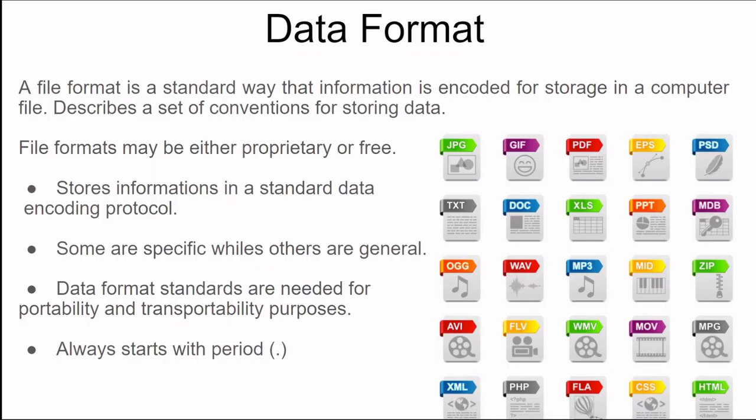So let's start with the definition of a file format. In computing, as I've already explained in my previous lectures, there is a lot of standardization because we need to ensure that resources can be moved from one place to another and maintain their integrity. So a file format is a standard way that information is encoded for storage in the computer, and it has a set of conventions for storing it.